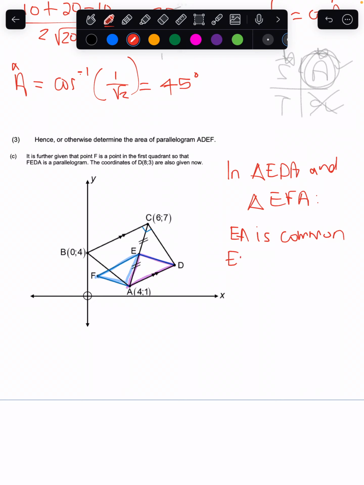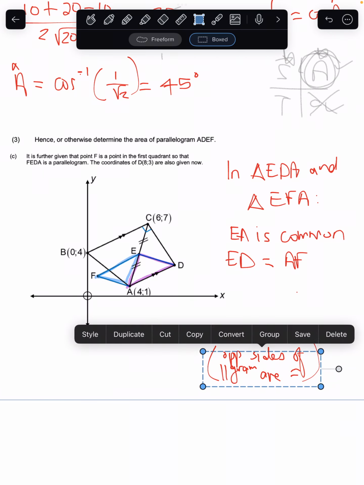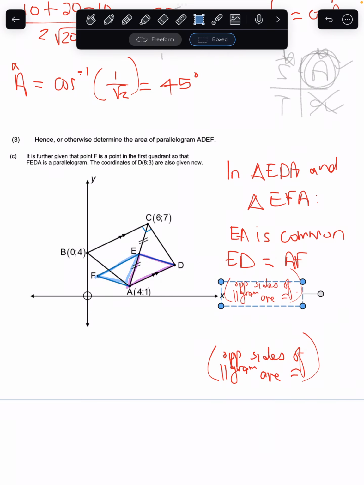So side ED is equal to side AF, and that is because opposite sides of a parallelogram are equal. Okay, let me keep this down here and duplicate it, just because we're going to use this reason again for the last.